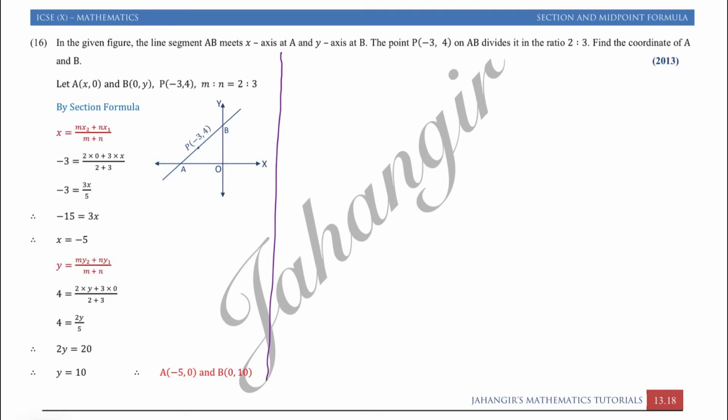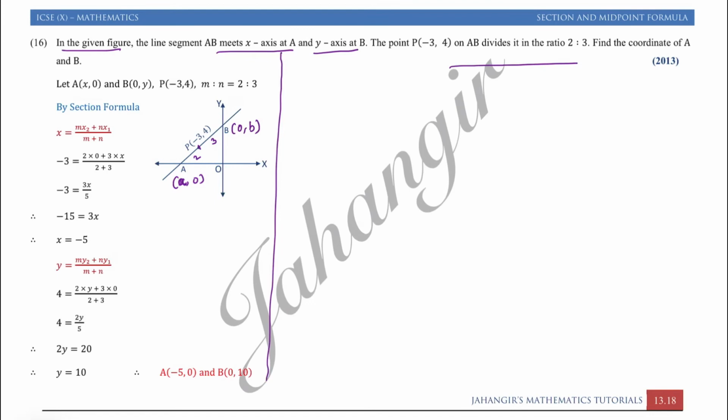Question 16. In the given figure, AB meets the x-axis at A and the y-axis at B. So we know when A is on the x-axis, we can keep its coordinate as x comma 0 or A comma 0. Let us keep A comma 0. And B's coordinate we can keep 0 comma B. P is the point minus 3 comma 4 on AB in the ratio of 2:3. Find the coordinates of A and B.